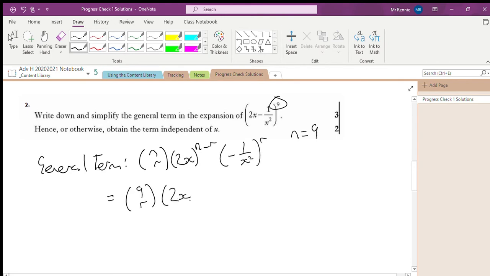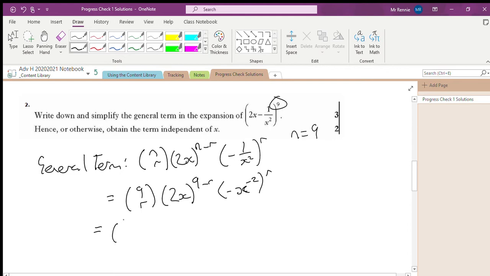Okay, so that's 2x to the power 9 minus r. I'm just going to rewrite this so it's negative x to the negative 2r there. I'll just use my skills from Higher to change that. Right, okay, now I want to get all the numbers to the front and the letters to the end.